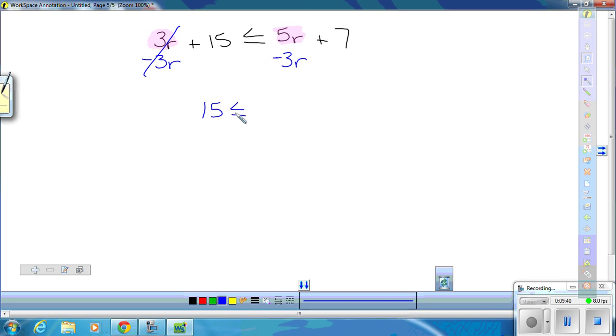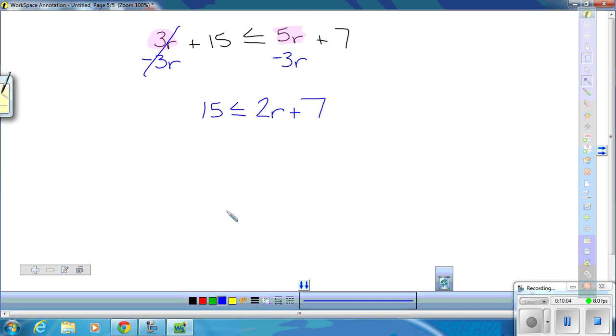My sign doesn't change. Now I subtracted. A lot of students see that and they're like, oh, that's negative, I need to switch the sign. Be very careful. I was not multiplying and I was not dividing. That's when we switch the sign. I'm just subtracting 3r, and that's totally okay. That doesn't change our sign. So 5r minus 3r is 2r, and then we still have the plus 7.